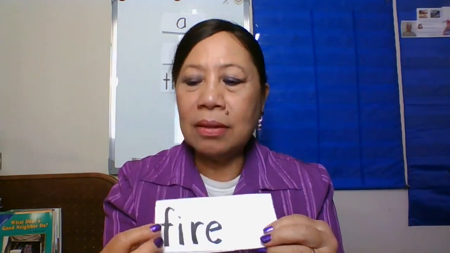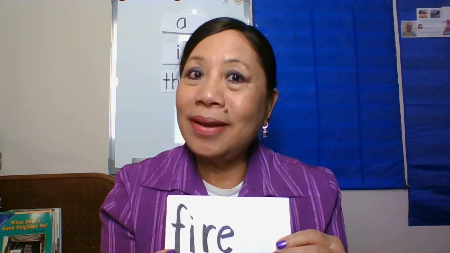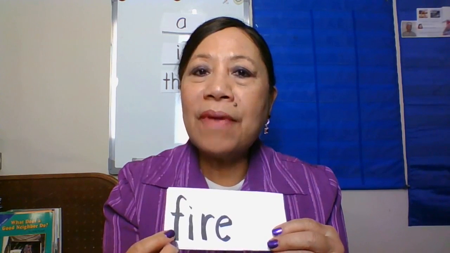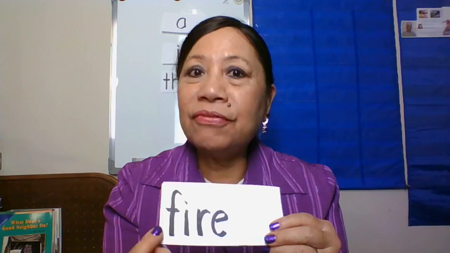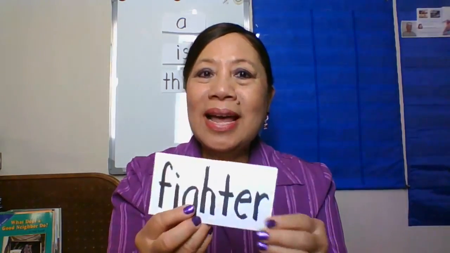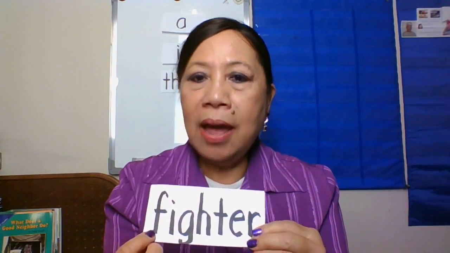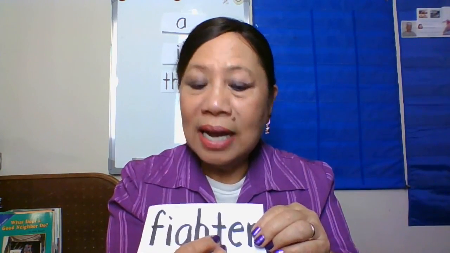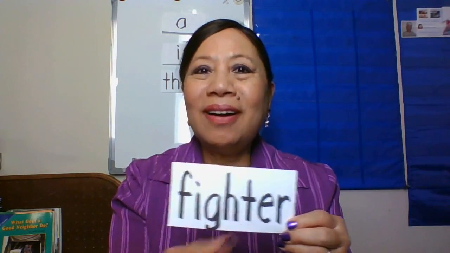F-I-R-E. Let's sound it out. Like I'm blowing a candle on a cake. Fire. And the E is silent. Fire. All right. What's this word? Fire. This one is fighter. F-I-G-H-T-E-R. Let's sound it out. I-G-H-T. Er. Fighter. All right, now let's read it smoothly. Fighter. All right, good job.